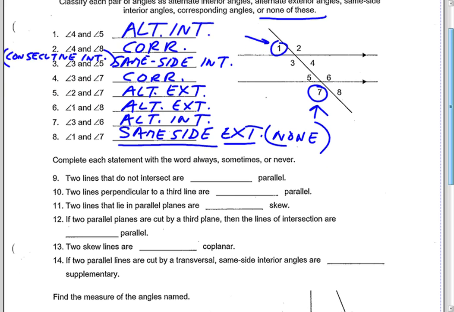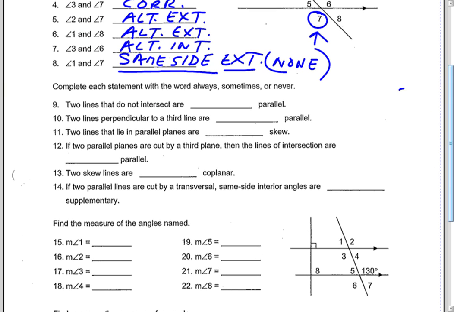For this section, there's room for debate, and if you can justify an answer, it's correct. So just because it says always, sometimes, or never doesn't mean that you can have different or multiple answers to the same question. Number 9 says 2 lines that do not intersect. What do you normally think of when 2 lines don't intersect? Well, what could it also be? Sometimes.